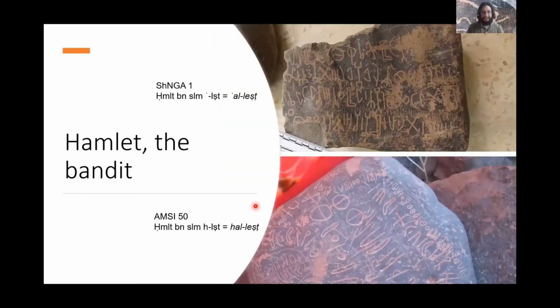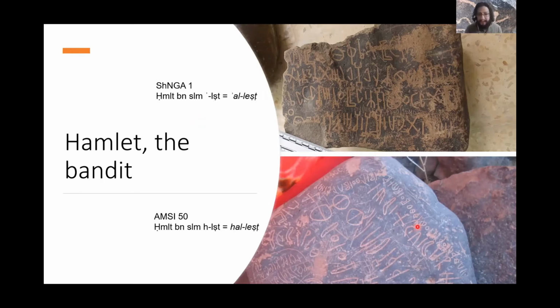Now, let's look at this. This is one of my favorite guys who writes inscriptions. His name is Hamlet, but Hamlet the Bandit, okay? He calls himself a bandit. His name is Hamlet bin Salim, and he calls himself a-list. List is a Greek loanword into Arabic. It just means the bandit.